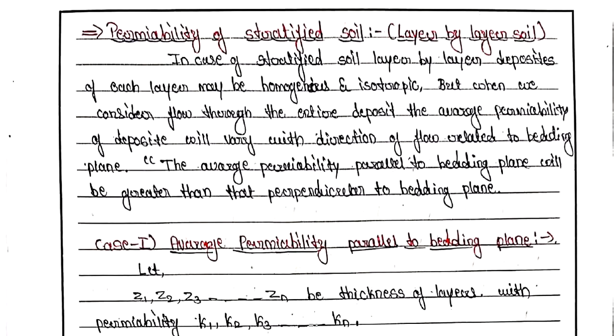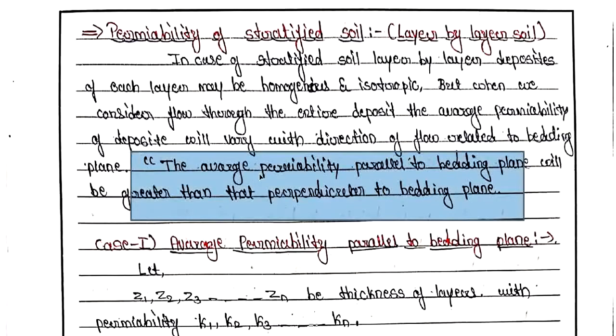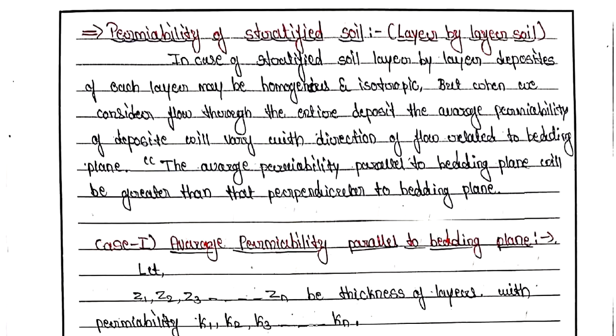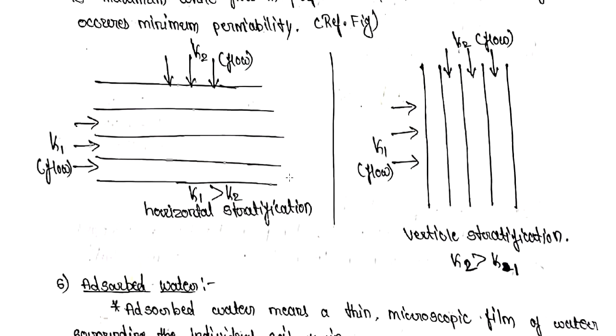The average permeability parallel to the bedding plane will be greater than perpendicular to the bedding plane. So this point you have to remember. Average permeability parallel to bedding plane will be greater than perpendicular to bedding plane. So this is what we have written here. So K2 is greater than K1.